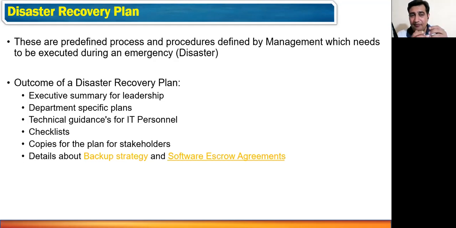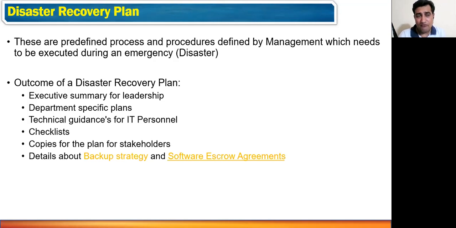Right? What are the outcomes of a disaster recovery plan? For different people, it may mean different things. For leadership, they may need a short summary of the entire thing. What has happened? What is the impact? What are we going to do, right? Then for different departments, we may have different detailed plans. This particular department has to do this set of activities. Another department may have to do some other set of activities, right? So it can mean different things for different people. It can provide technical guidance for IT personnel while they are recovering things, maybe some kind of key restoration, maybe some kind of escort and those kinds of things, right?